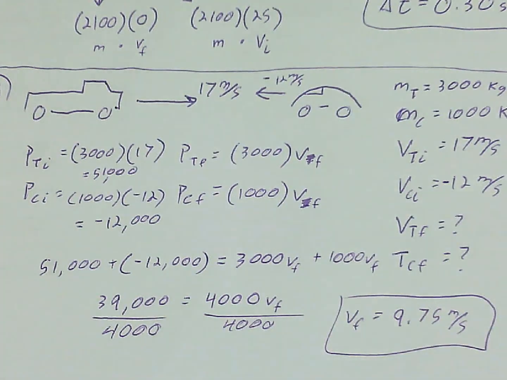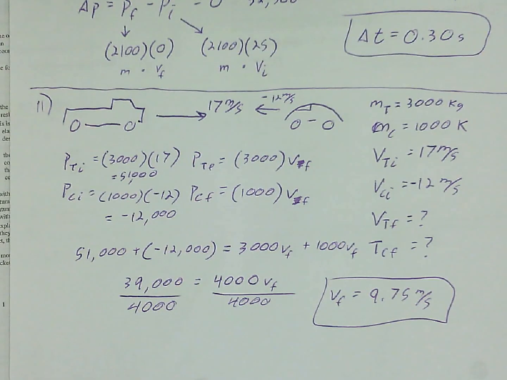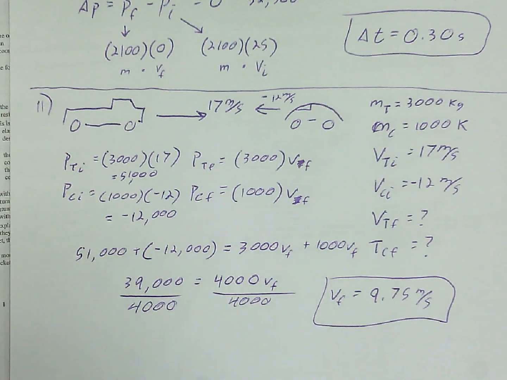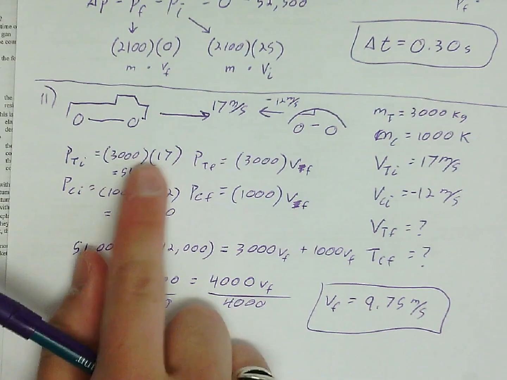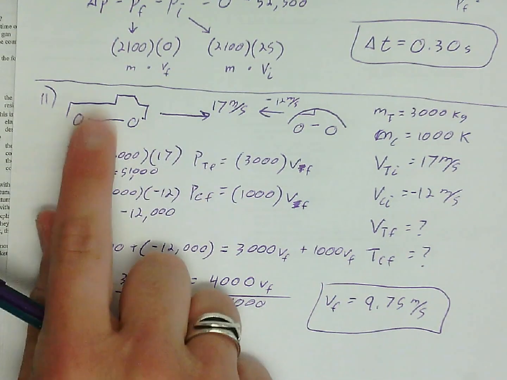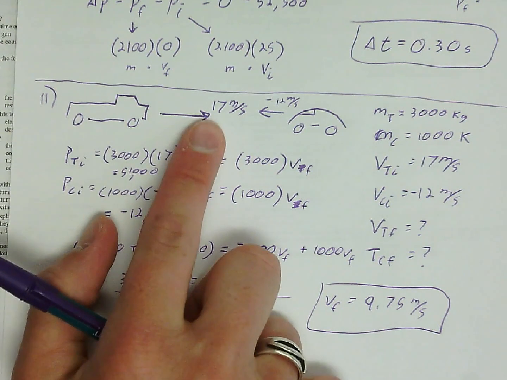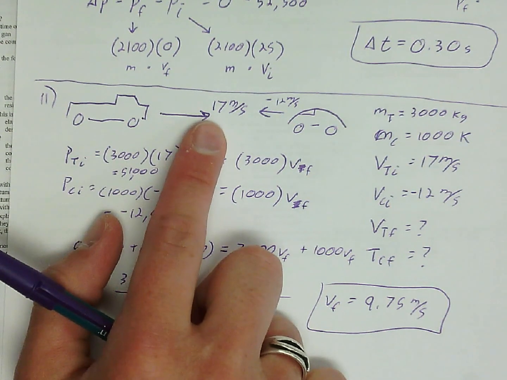And there's your answer. I want to know how fast the combined vehicles are going. Well, after the collision, that's how fast they're going together, 9.75 meters per second. It's a positive number, which means it's going right. Which makes sense, there's more momentum to the right. The truck is heavier and it's going faster, so it makes sense that they go to the right after they collide.